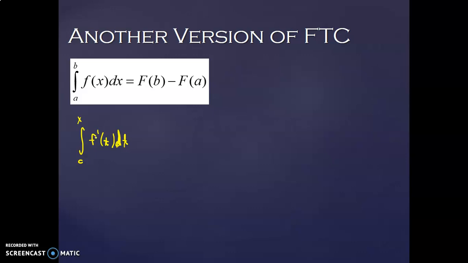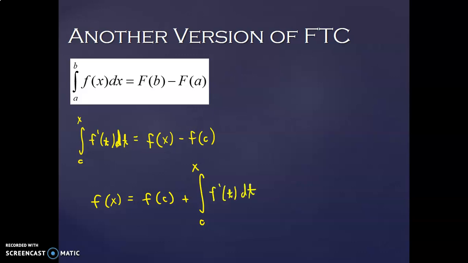Now the integral of f prime, or the antiderivative of f prime, would be f. And then I could plug in X and I can plug in C and subtract. Now, we said C was a constant, so that would mean f of C is also a constant. X is a variable, so f of x then is an expression. So if I wanted to solve for f of x, I can just add that f of C over. So we can say f of x is equal to f of C plus the integral from C to x of f prime of t dt.